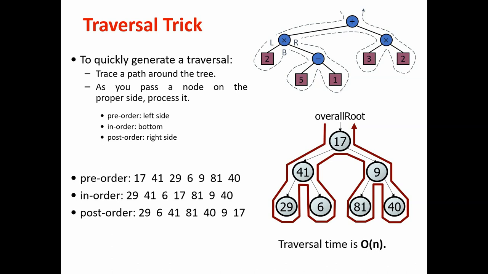If you want to find the order of the traversal in the pre-order, in-order, and post-order, but you don't want to implement it, and just want to see very easily which nodes are going to be visited or displayed first in each of the pre-order, in-order, and post-order traversals, there's a trick that you can do.